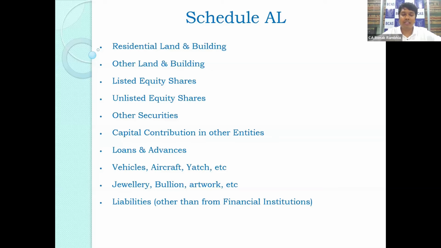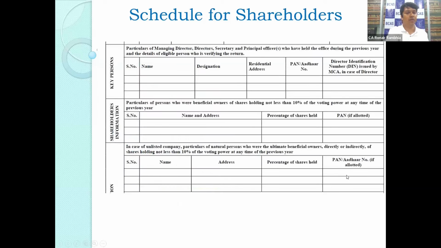Then comes the liability side, where you have to mention the liability relating to the above assets, other than the liabilities from any financial institution. Here also one has to mention the movement in the liability schedule. Then comes the schedule for the shareholders. Here one has to mention the key persons' details. That is the details of the managing director, director, secretary, principal officer, including the DIN numbers of these persons.